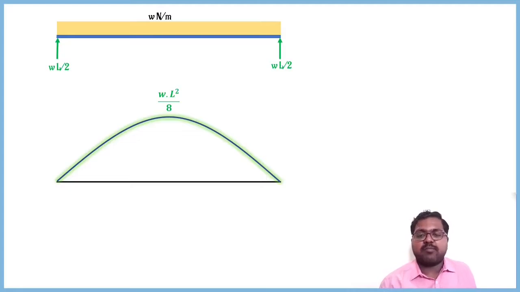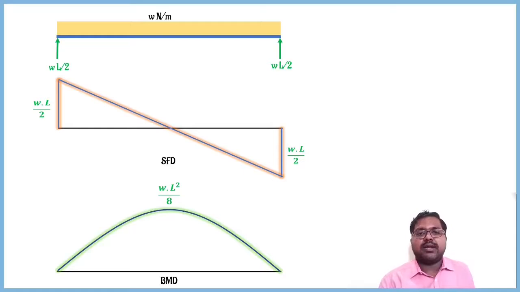So this is the maximum value of bending moment in the bending moment diagram, and it is the simplified shear force diagram and bending moment diagram. So here the path of shear force is a straight line and the path of bending moment is a parabolic curve.